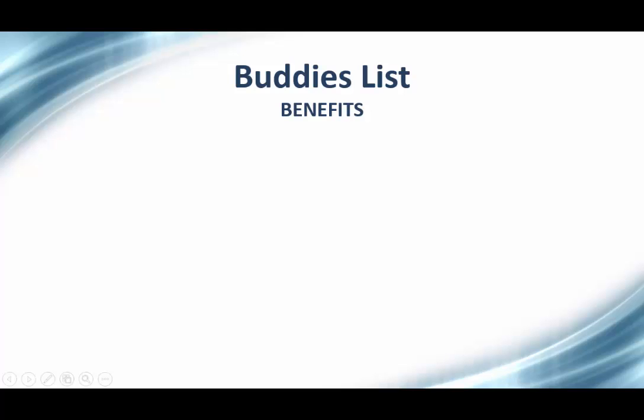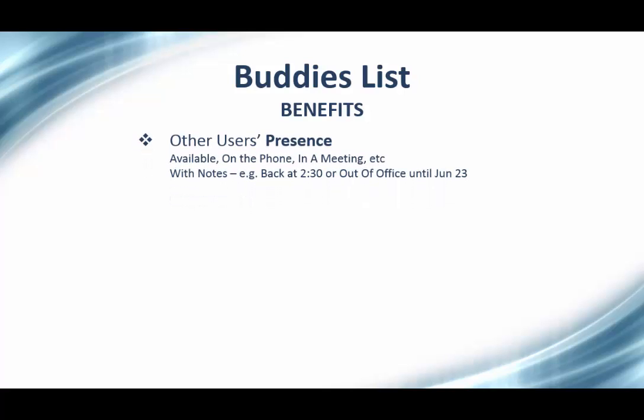First, let's review the benefits of the Zultys MXIE buddies list. One of the key benefits of the buddies list is seeing the current status, or presence, of your other workmates. Are they available, in a meeting, or on a call? They're also able to put optional notes to provide you with more details, such as back at 2:30 or out of the office until June 23rd. Also, using the buddies list, simply double-click any entry to automatically dial them.